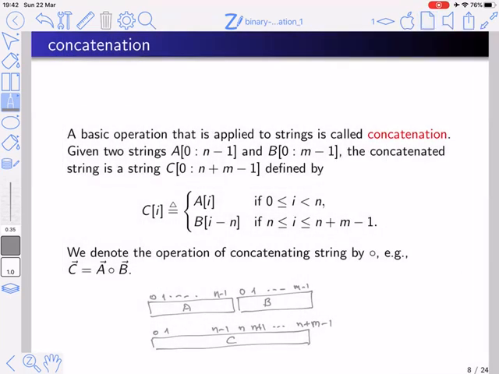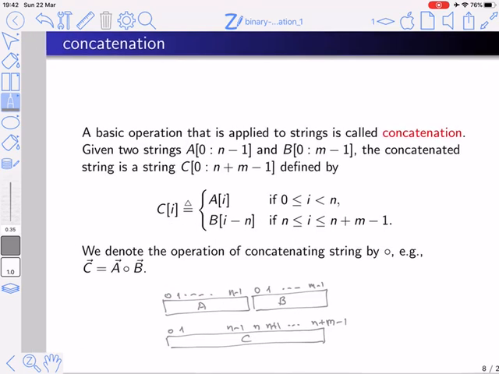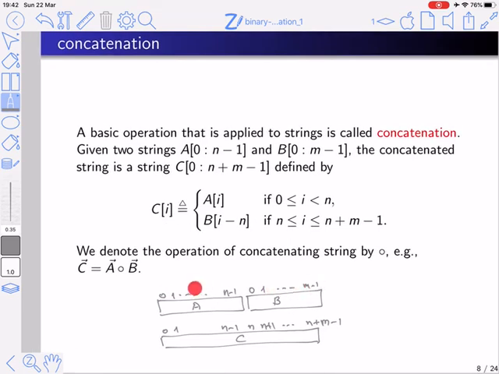Now, one thing we can do with strings is that we can concatenate them. So suppose I have two strings. Here is A and here is B. A has bits from position 0 to position n minus 1. B has bits from position 0 to position m minus 1. Now what I do is I define a new string, C. The indices of C go from 0 to n minus 1, to n, up to n plus m minus 1. The sum of the lengths of A and B equals the length of C.